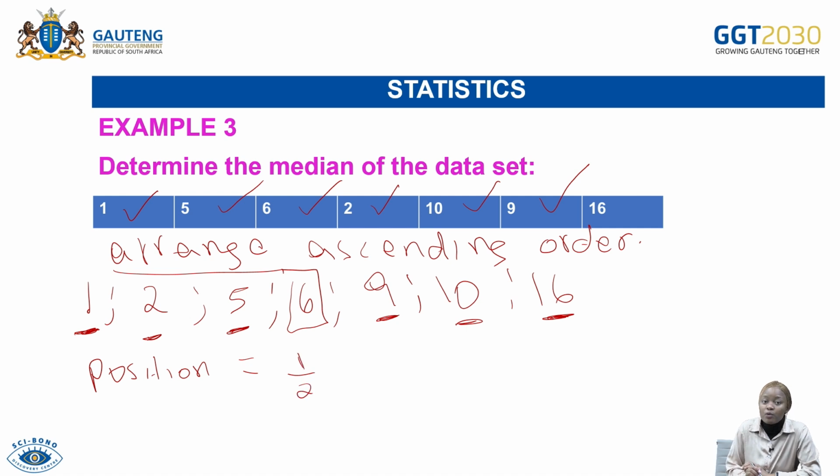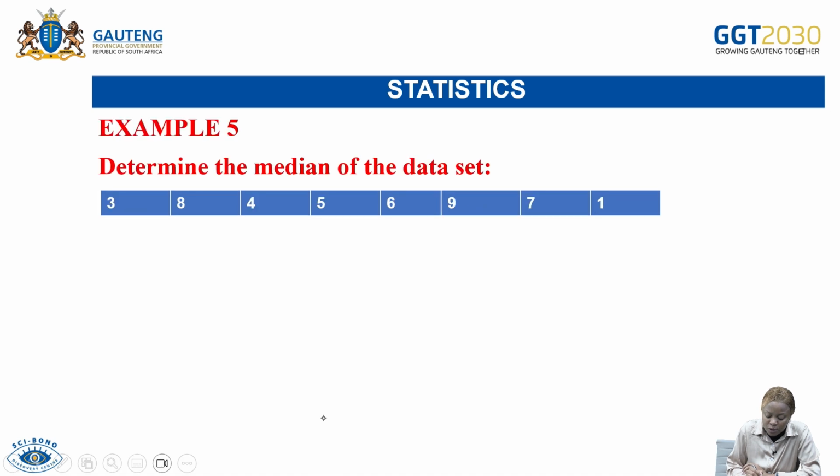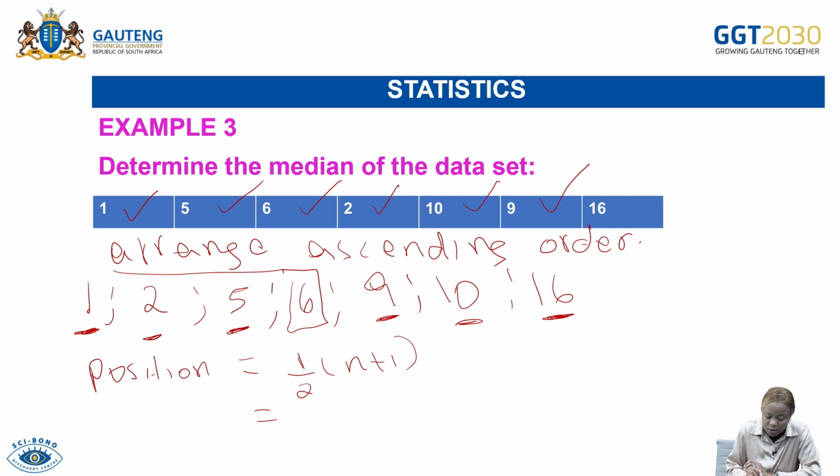Remember, I said when we are talking about the median, we are talking about half of the data, right? So you say 1 over 2 into n plus 1. So let me just write on the side. You say it is equals to 1 all over 2 into n, remember we said n stands for the number of the data set. Ne? So how many values do I have here? I have 1, 2, 3, 4, 5, 6, 7. So you'll substitute the 7, you say it's plus 1. Then everything is going to give me 8 all over 2, which is going to be 4.